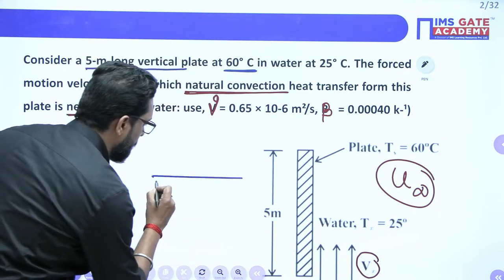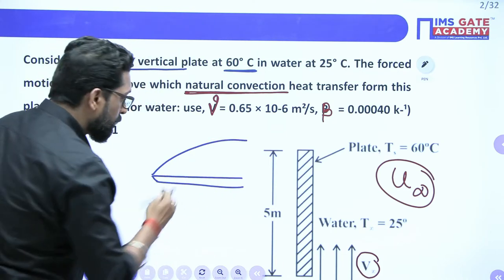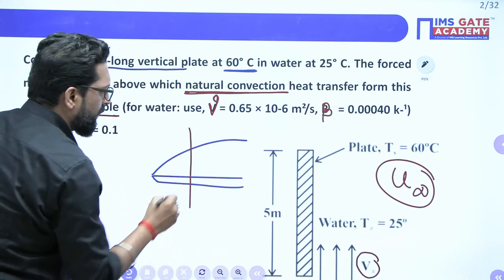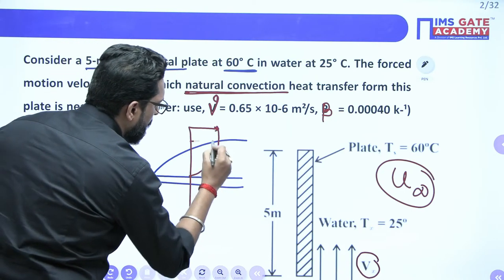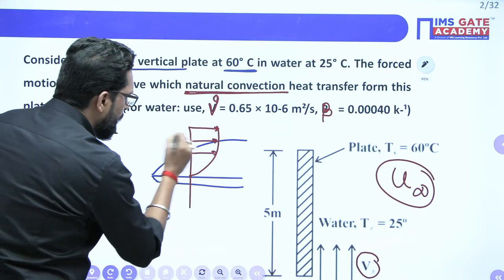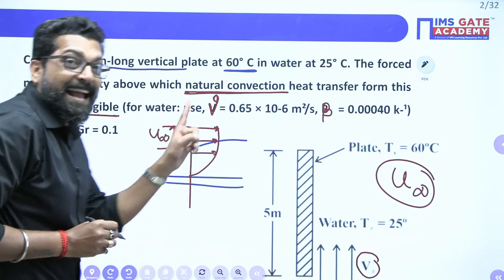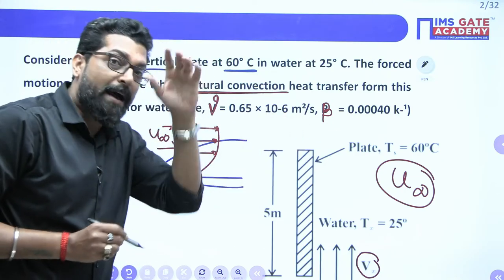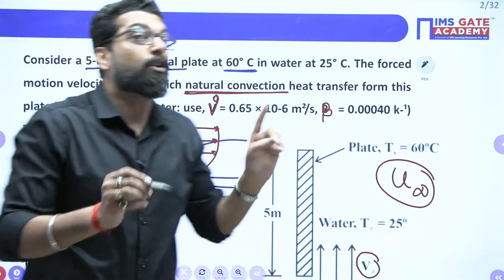flat plate, see, this is your flat plate. Okay, beta, if a hydrodynamic boundary layer will develop, at any cross section, the velocity distribution is like that. See, so this is your free stream velocity, u infinity. But for the calculation of the flow parameter, that means laminar or turbulent, we always take the velocity u infinity.